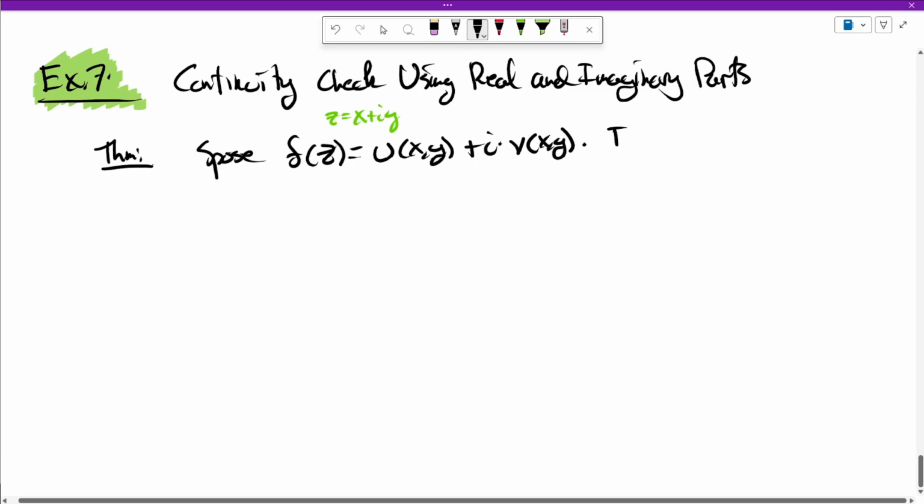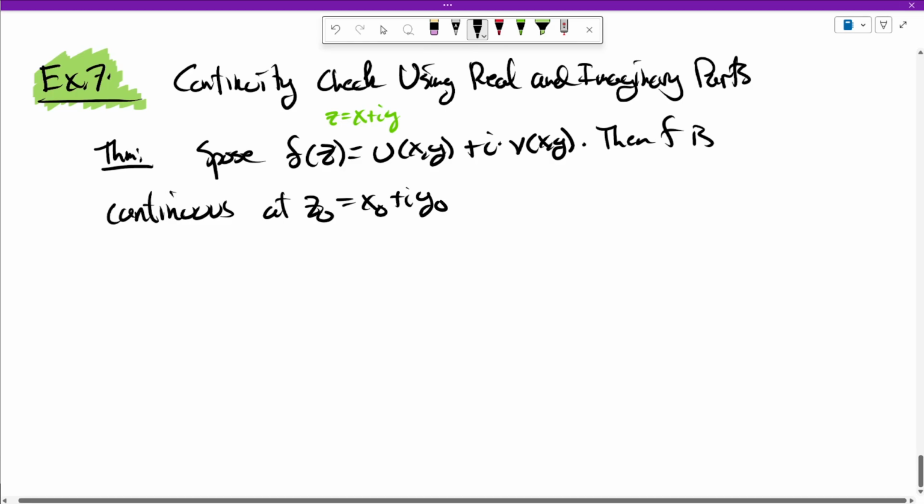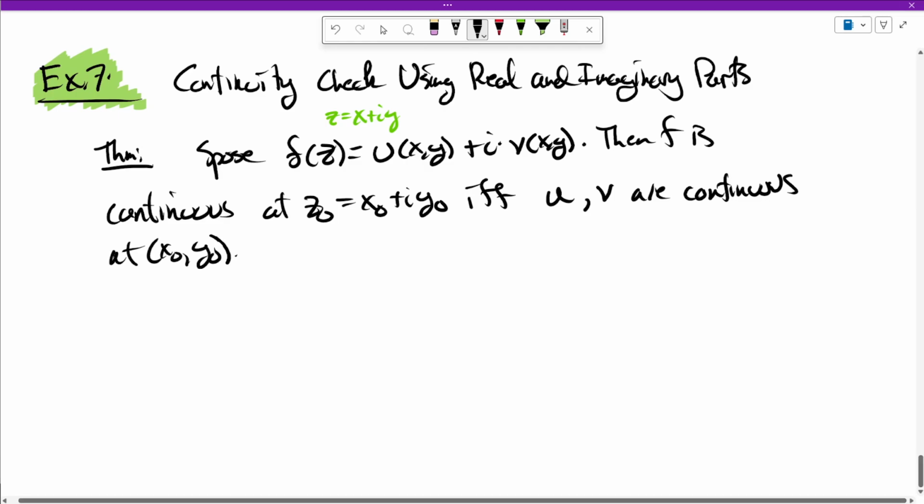The theorem goes, if, well, it's an if and only if, so then f is continuous at some point z naught if and only if u and v are continuous at x naught, y naught. So this is an analogous theorem to limits, follows from the theorem from limits. But what this says is that continuity can be checked on each part.